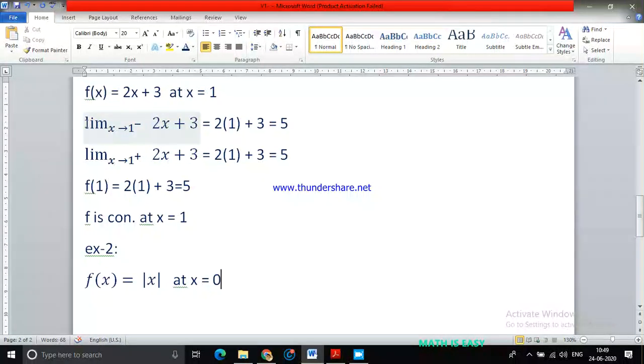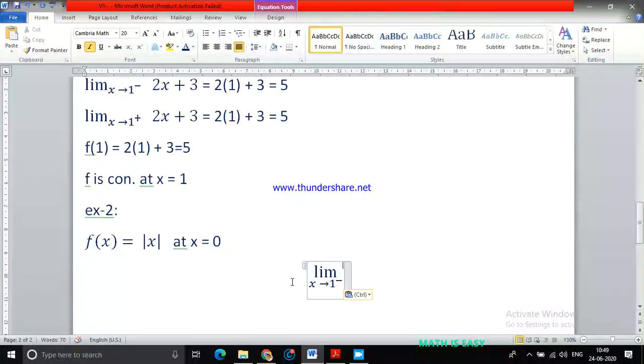Now what I do is, I have to find the left limit. So instead of 1 here, I have to check the continuity at 0, so I'll put limit x tends to 0 minus. 0 minus means left side of 0. Left side of 0 means you have the negative x-axis. If x is less than 0, then the definition of mod x says that f of x equals minus x. That is the mod x.